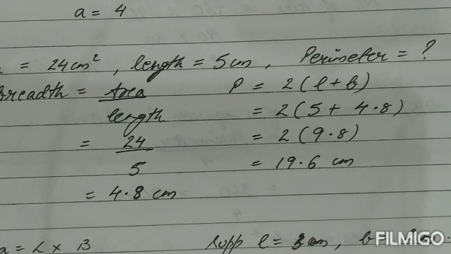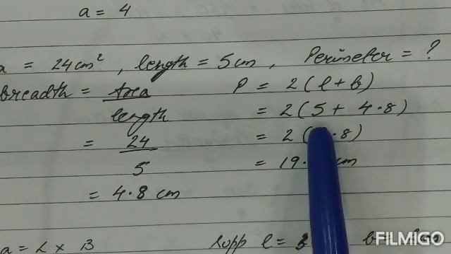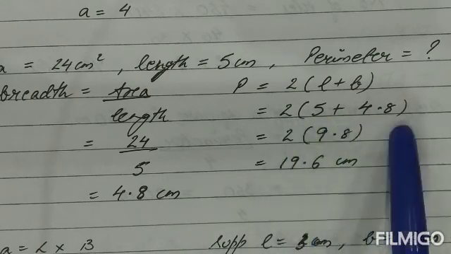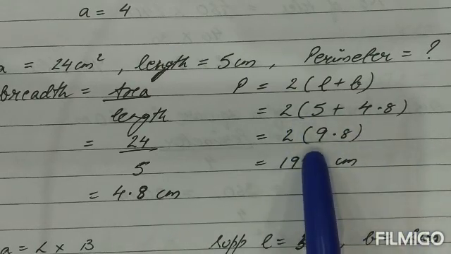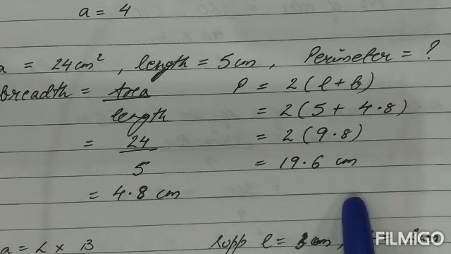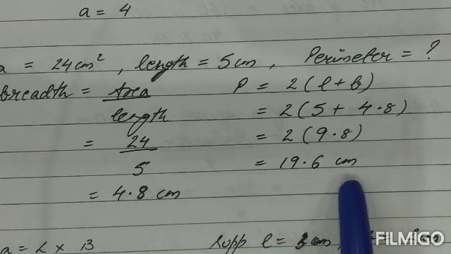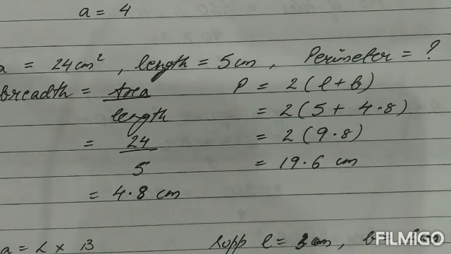Now put the formula. Place the values. Perimeter is equal to 2 into L plus B, 5 plus 4.8. First solve the bracket, add the 2, it will give you 9.8. Multiply by 2 will give you 19.6 centimeter. Now over here, because we are calculating perimeter, we will leave our answer as centimeter. No square to be put over here.